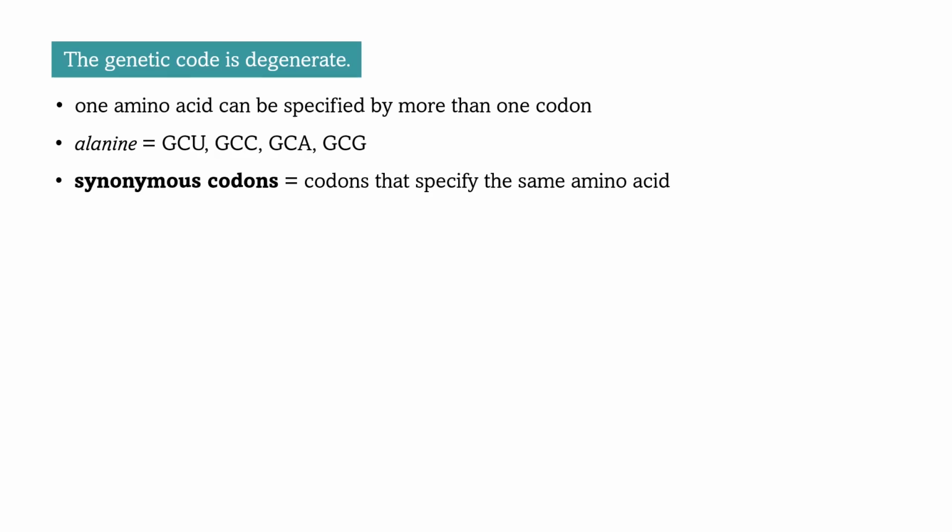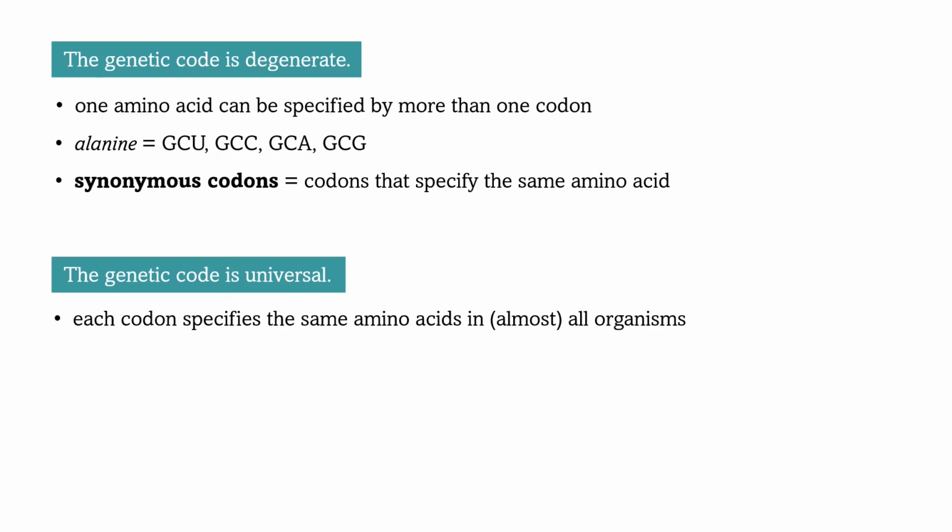And finally, the genetic code is almost universal, which simply means that each codon specifies the same amino acid in almost all organisms. Some exceptions, however, apply, for example, in mitochondria. Great, so this is it for the genetic code.